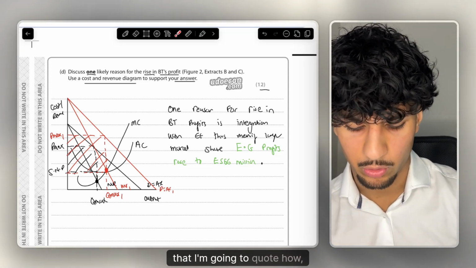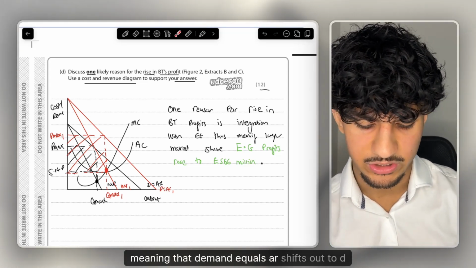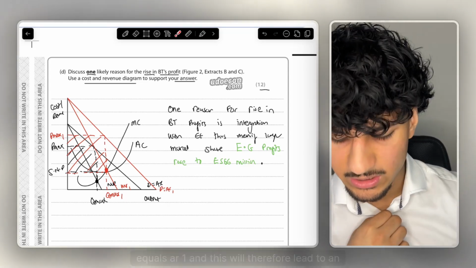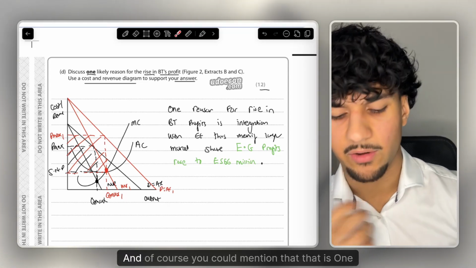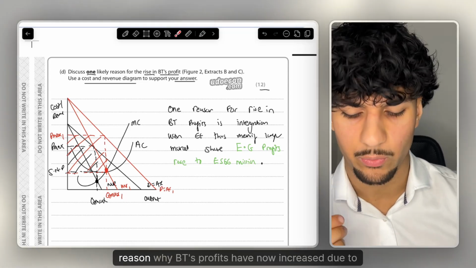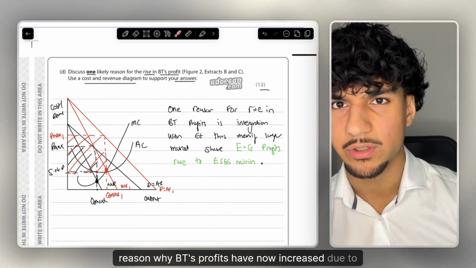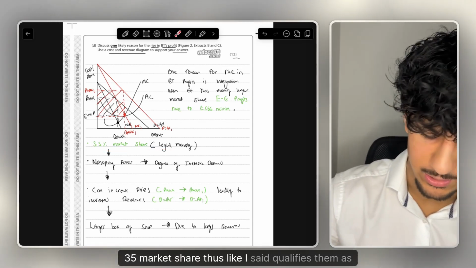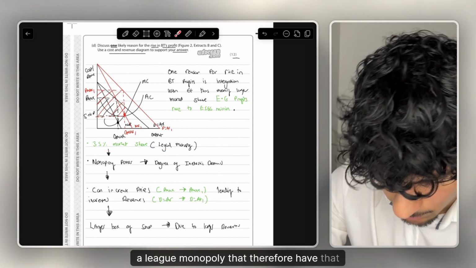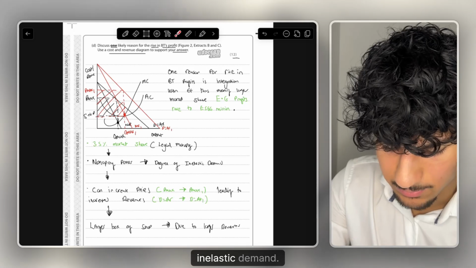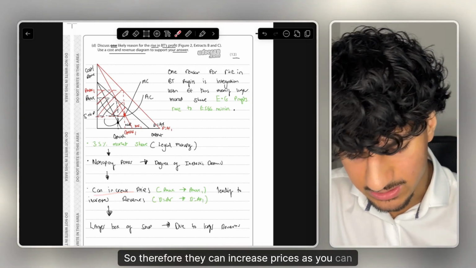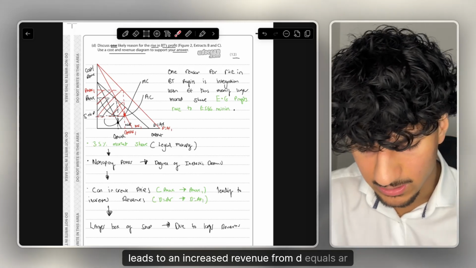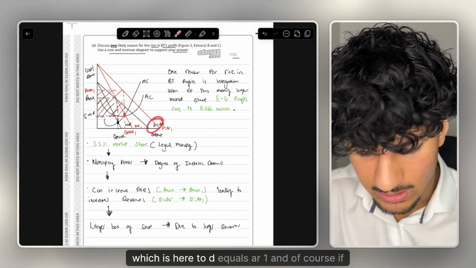Meaning that demand equals AR shifts out to D equals AR1, and this will therefore lead to an increased box of supernormal profit. And of course, you could mention that that is one reason why BT's profits have increased, due to an increase in revenues. Just to put that in writing, 35% market share qualifies them as a legal monopoly. They therefore have that monopoly power, which gives them a degree of inelastic demand. So they can increase prices, as you can see on the diagram, from P max to P max 1, and it leads to an increased revenue from D equals AR, which is here, to D equals AR1.